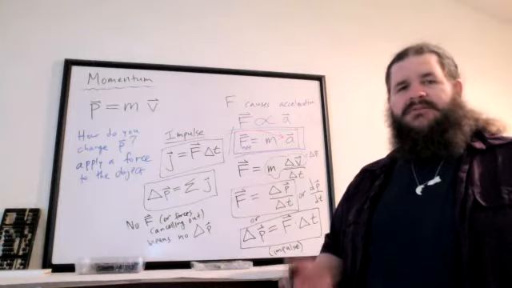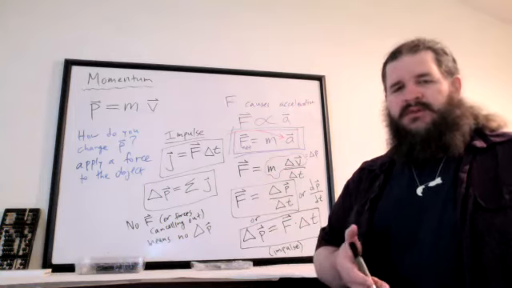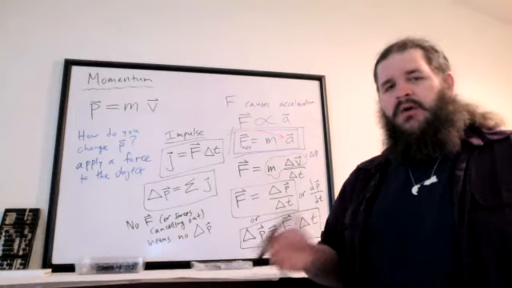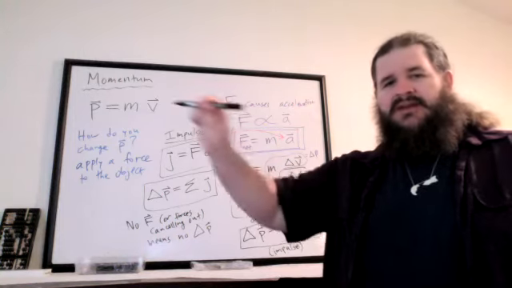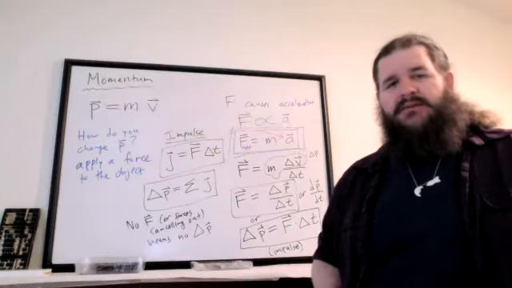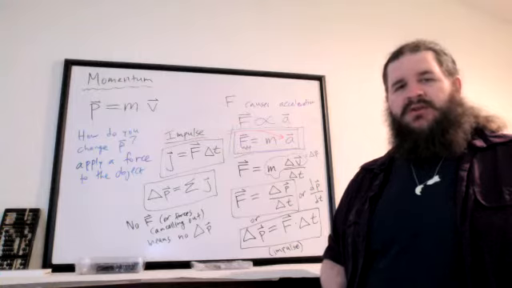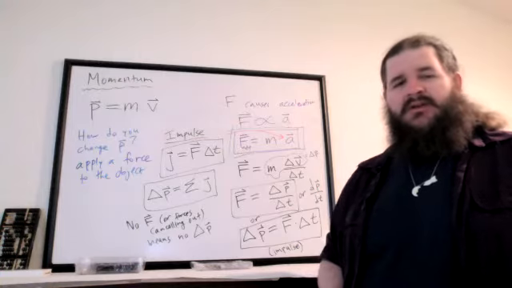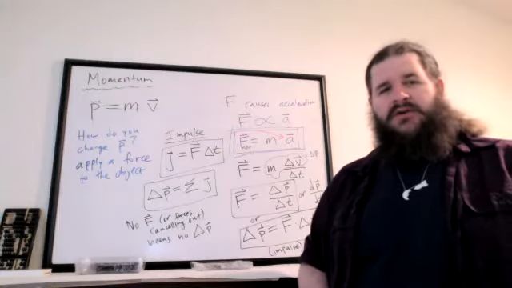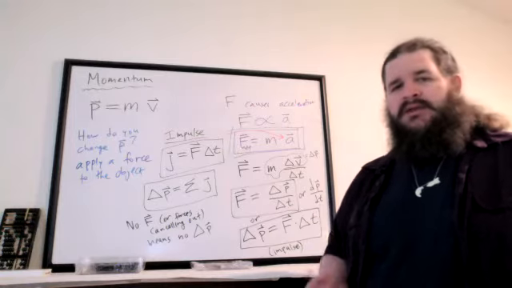Which would mean either the object is staying still, momentum is 0 and stays at 0, or the object is moving, but it's moving in a consistent way. It's moving in a straight line without changing its speed. So that would be an object with no forces acting on it, or maybe there are forces, but they all cancel out, so the total force is 0. And this goes both ways.